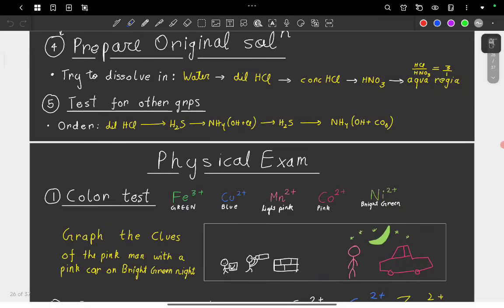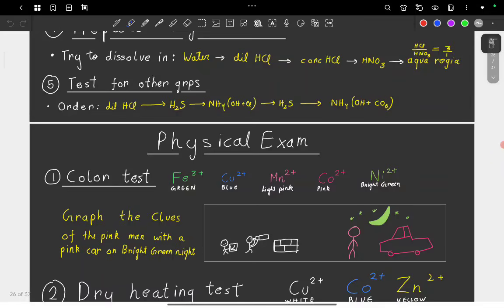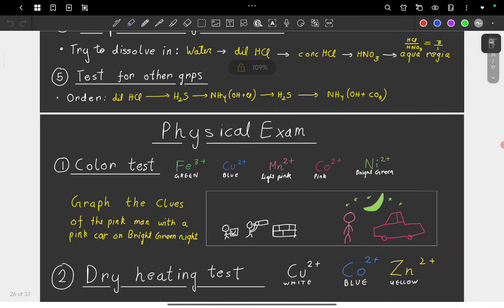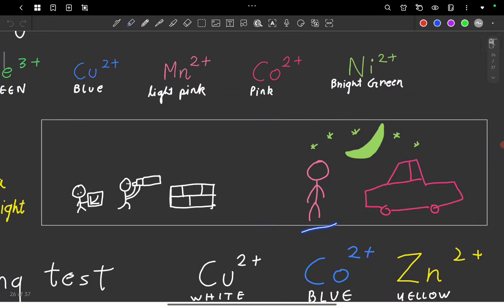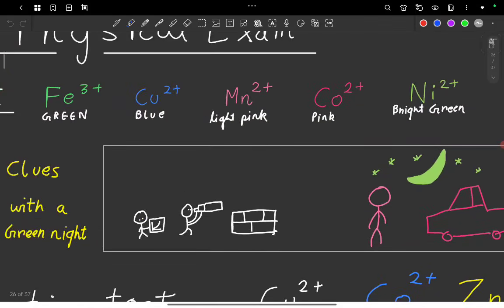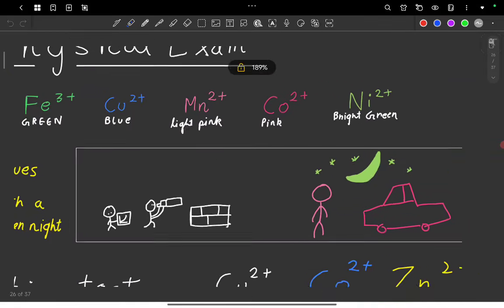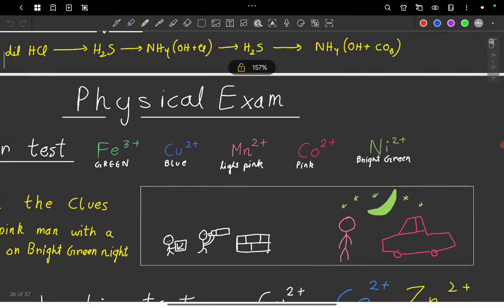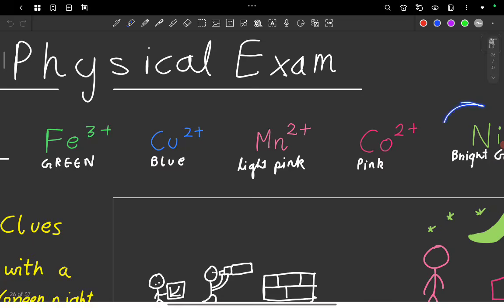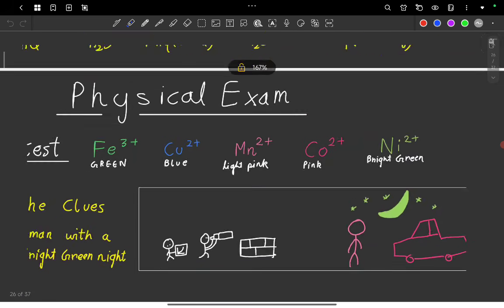Okay. Now see, if you would have tried to remember this with zero tricks, you would have a difficult time remembering these five colors, or maybe you won't. But now that this image is in your mind, this image of the pink man with the pink car on a bright green night and two guys looking at him, this is a lot clearer to you now, and you will have a bit less trouble remembering this. And the reason you guys wanted to leave salt analysis is because of this remembrance, and that is what I'm trying to make easier for you guys.